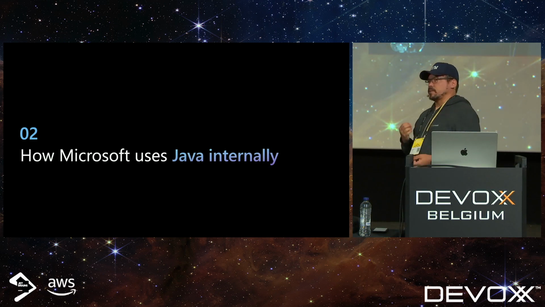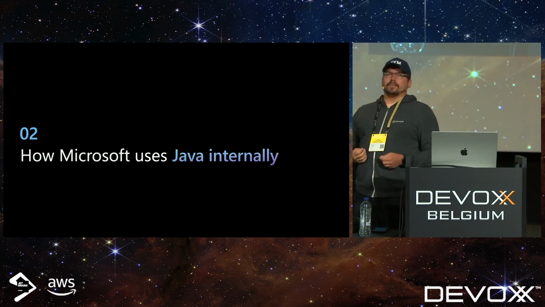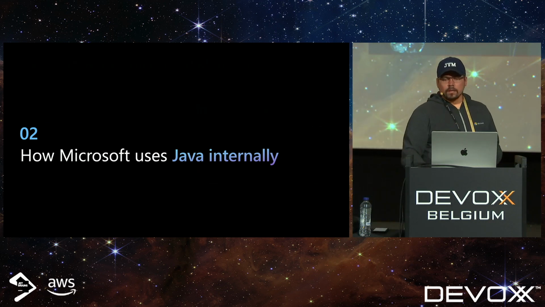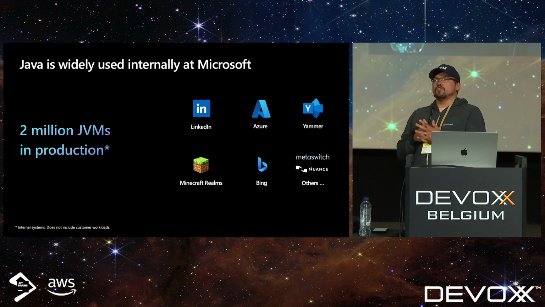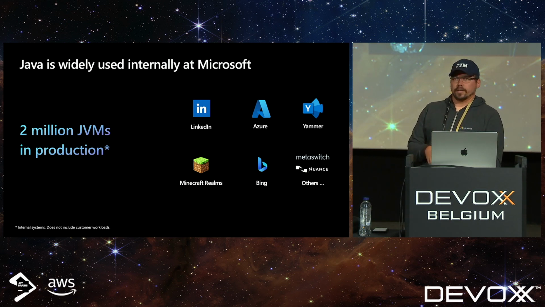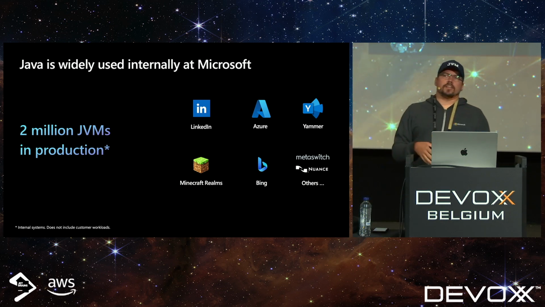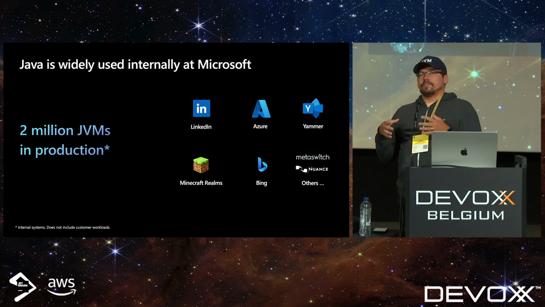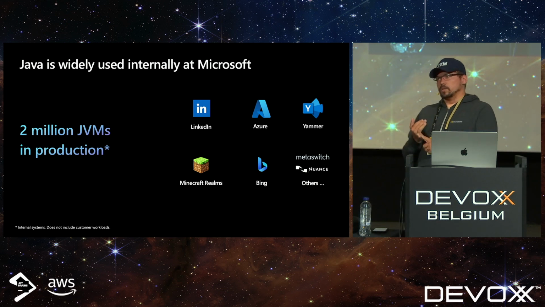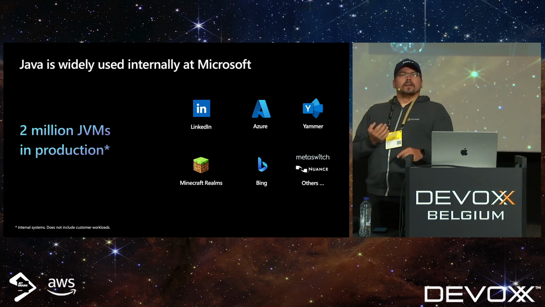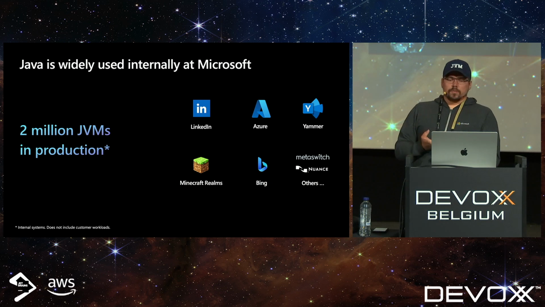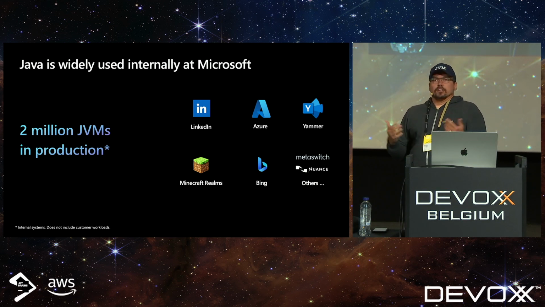But what is really interesting is how we use Java inside Microsoft. Today, we run roughly 2 million JVMs in production inside the company, not counting all the Azure third-party customers. These are just JVMs that are executed by Microsoft for Microsoft. And it does include LinkedIn, Yammer, Bing, and other subsidiaries that Microsoft acquired in the past 8 years, Metaswitch and Nuance, or other companies that became part of the Microsoft family.